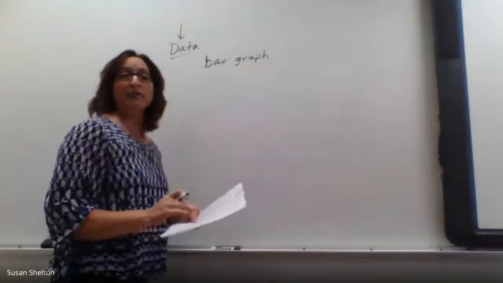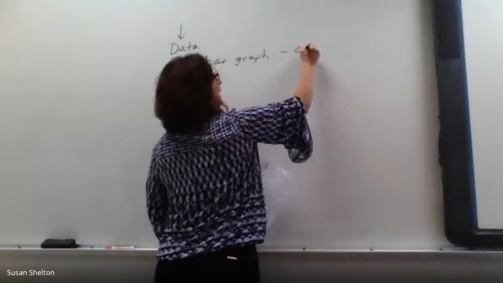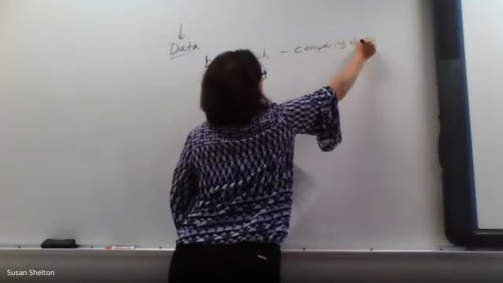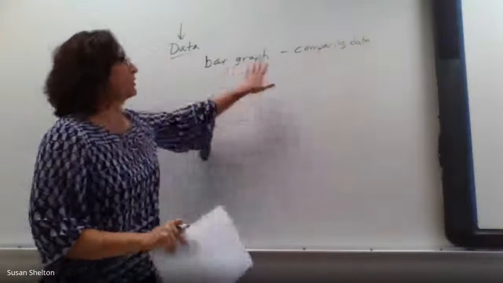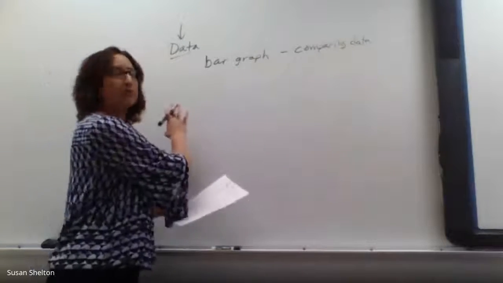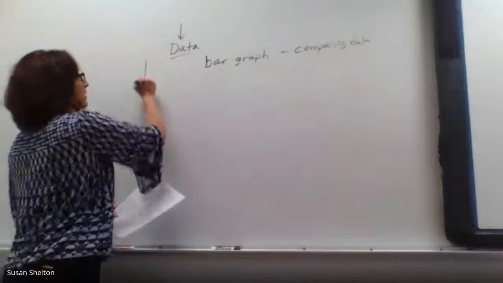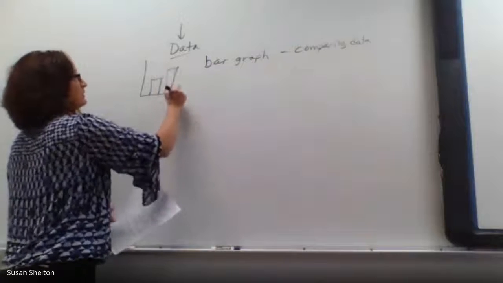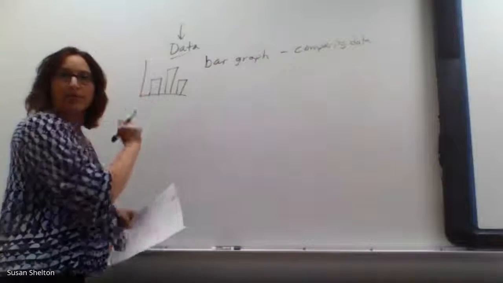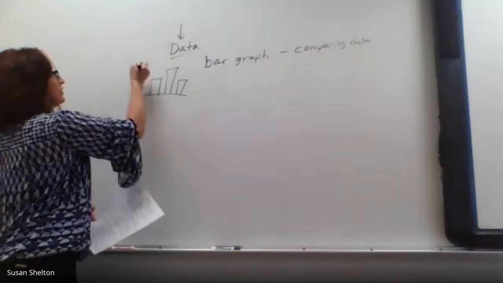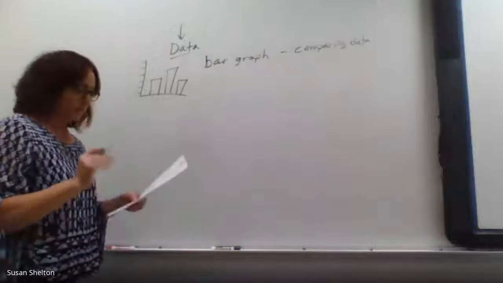A bar graph is used when you're comparing data. I know that's already on your sheet, but I'm just going to write it down anyway. Bar graph is for comparing data. Let me just show you over here. A bar graph is where you have the bars going up, and you've got your measurement off to the side.